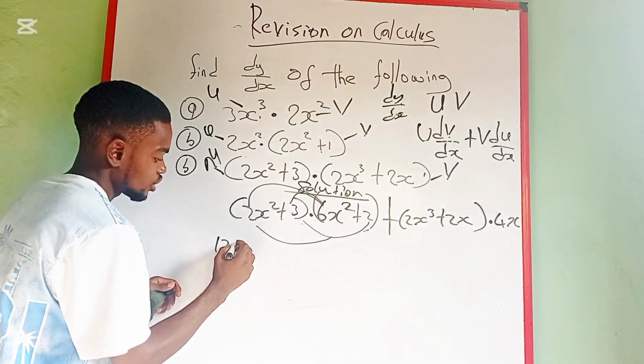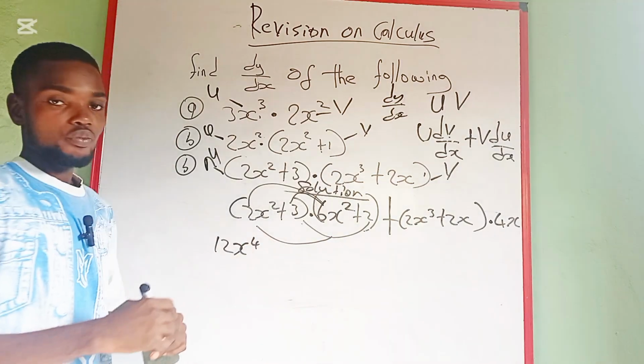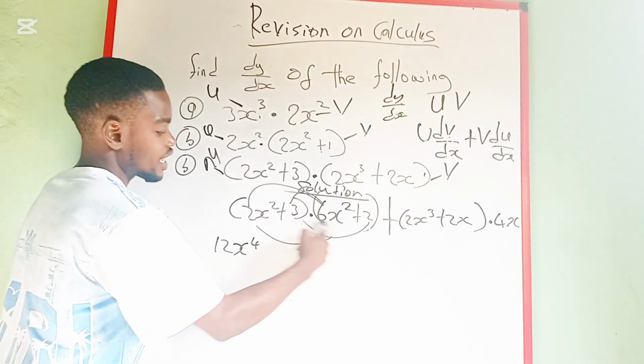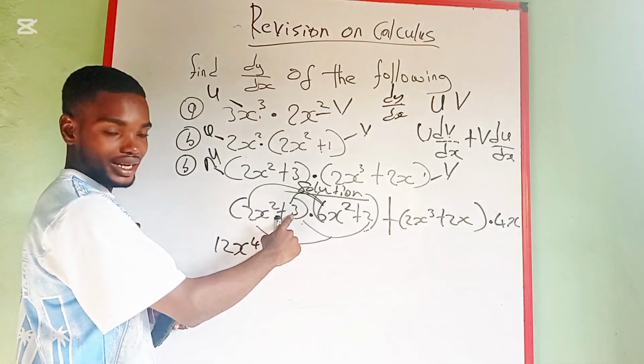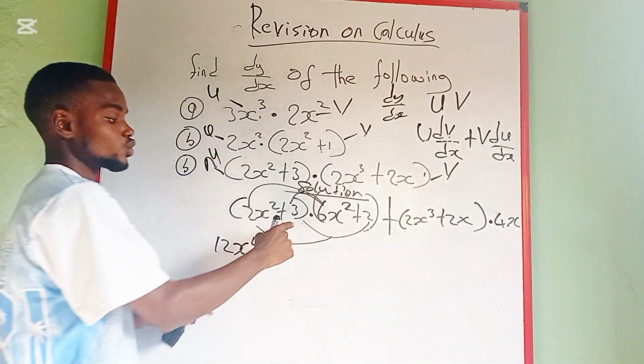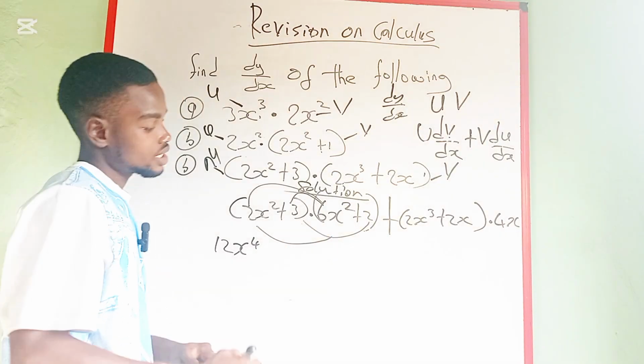It's going to give us what? It's going to give us s raised to the power what? 4. Alright? Now 6s has multiplied by 2s squared. It's now going to multiply by 3. Now 6s squared multiplied by 3 is going to give us what? 6 multiplied by 3 is going to give us 18.